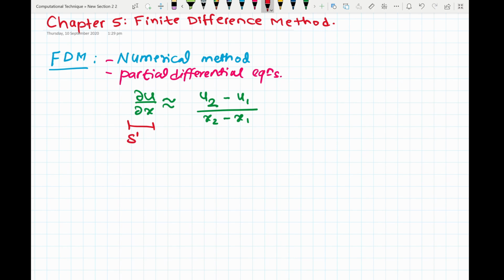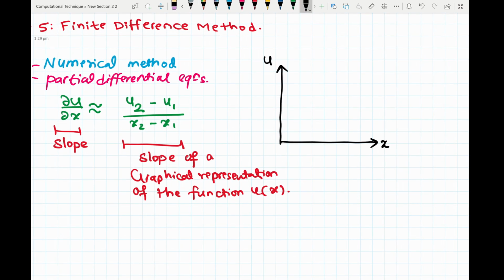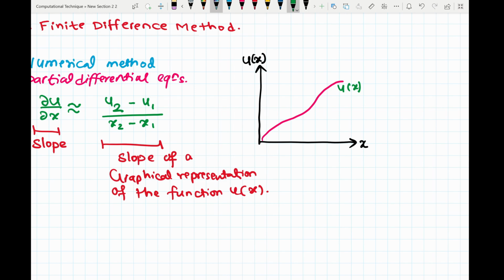As we all know, this is the slope of a curve of function u, and this is also the slope of a graphical representation of the function u, which is dependent upon x. For example, let's say we have x and u, which is a function of x, and when you plot it, it looks something like this. Now if we want to find a slope at any point, let's say here, then it will be the tangent. This is our slope, du by dx.